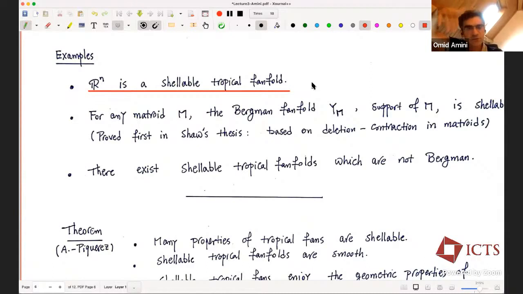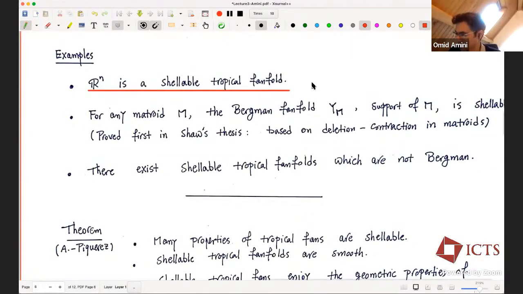So basically, you produce something which is shellable. If you have something which is shellable, then you can produce any other fan by doing these star subdivisions and the inverse of a star subdivision. Yes. Okay. Since you are assuming that the support is shellable, it means that there is a shellable fan which has that support. So if you start with that one and then use Wick factorization, you can produce any other fan which has that support. Yeah, exactly.